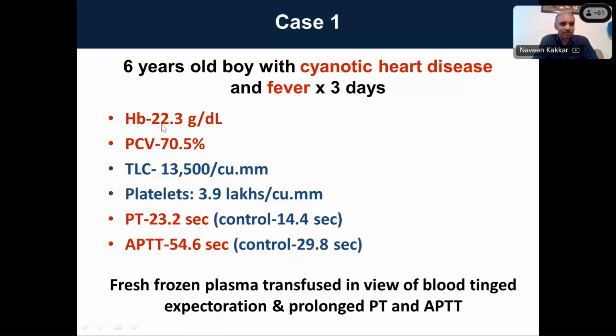So why is the hemoglobin high? Because rightly you pointed out that there is secondary erythrocytosis. So really leading to polycythemia. So that's why the hemoglobin is high, and so is the PCV. Now, what has happened in this case?